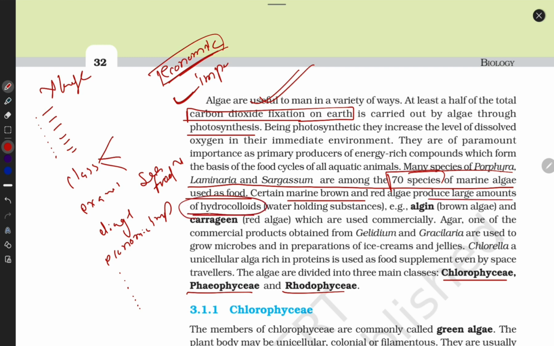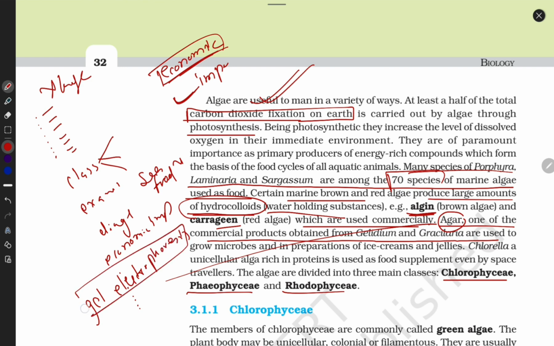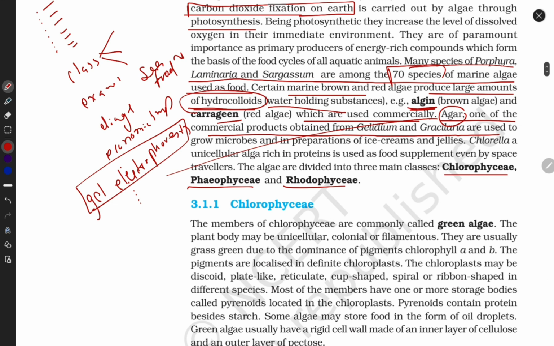Next, certain marine brown and red algae produce large amounts of hydrocolloids, which means they can hold water, substances like algin and carrageen. They can absorb water and are used commercially. Agar is one commercial product obtained from Gelidium and Gracilaria. Guys, agar is used in gel electrophoresis. This is a question-forming area. Write it down, this will be asked very soon. In gel electrophoresis, what do we do? We take agar and make a powdery form.